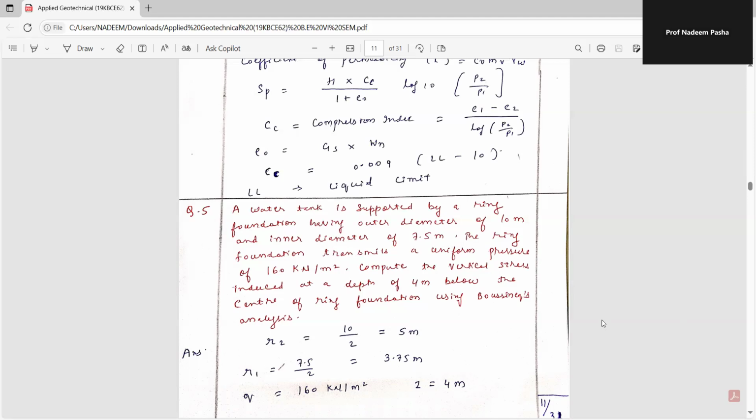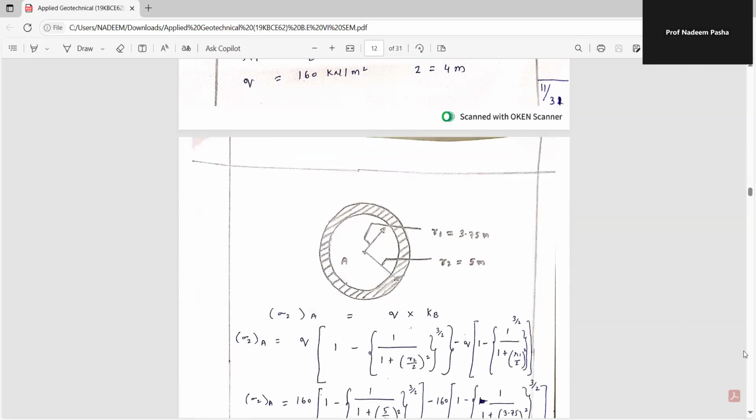So R2 equal to 10 by 2, it comes out to be 5 meter. R1 is equal to 7.5 by 2, 3.75 meter. q equal to 160 kilonewton per meter square. And your z is equal to 4 meter. So R1 is 3.75 meter, R2 is 5 meter. So sigma z is equal to q into Ks.